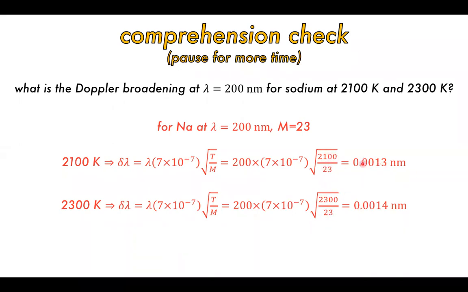What we find is that at the higher temperature, we have more broadening. We have 0.0013 nanometers broadening for 210 degrees Kelvin. And then for 230 degrees Kelvin, we have more broadening, 0.0014 nanometers. It doesn't seem like very much, but actually it is, whenever you consider these are line spectra, basically just points.